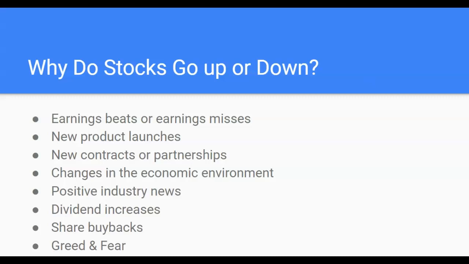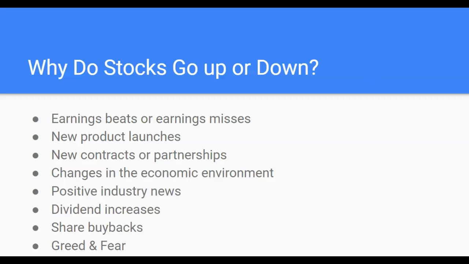The second reason is new product launches. Apple is famous for this, and Tesla, and many of these popular companies you see. Whenever they come out with a new product, usually that will send the stock up, because investors are excited and they know this will bring in new revenue and make the company more valuable.